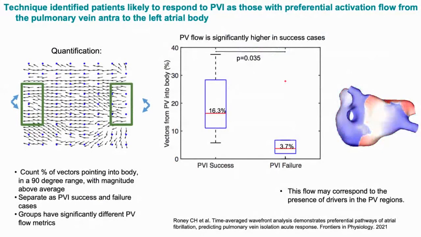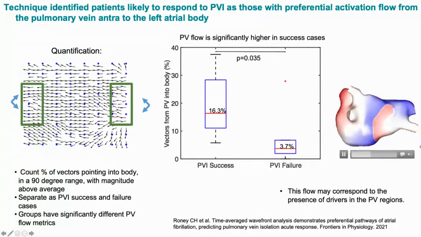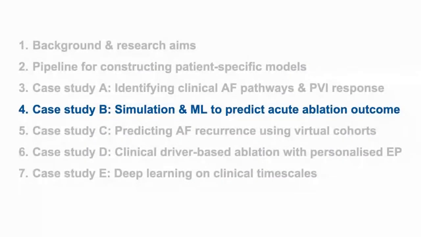Essentially we came up with a metric that quantifies how much flow you've got from the pulmonary vein entry into the body. This could represent if you had drivers in the pulmonary veins, or a re-entry anchor in the pulmonary veins, and it's telling you that it's more likely that the ablation approach will work. But you're actually only needing recordings in the left atrial body. That has the advantage that you can measure it clinically, but it does need global recordings, and it also only works for this one type of ablation approach.